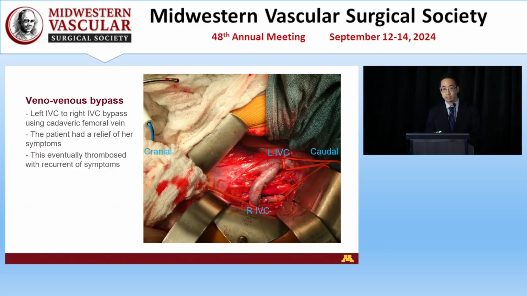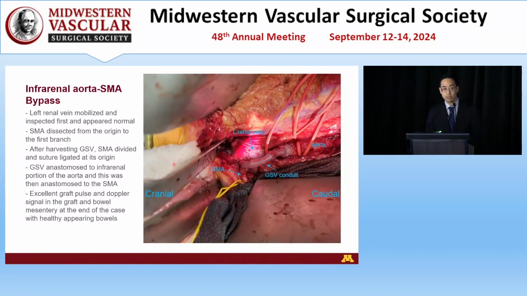So we decided against doing a left renal vein transposition in this case because the left IVC was draining mainly through the left renal vein. So we initially did a venous-venous bypass using a cadaveric graft from left IVC to right IVC. The patient had relief of her symptoms while the bypass was open, but this eventually thrombosed after about 4 months. So after a long discussion with the patient, because it was a redo laparotomy and there's no previous data, we proposed the infrarenal aorta to SMA bypass to relieve the extrinsic compression on the left renal vein. The patient agreed to proceed because of her daily life symptoms.